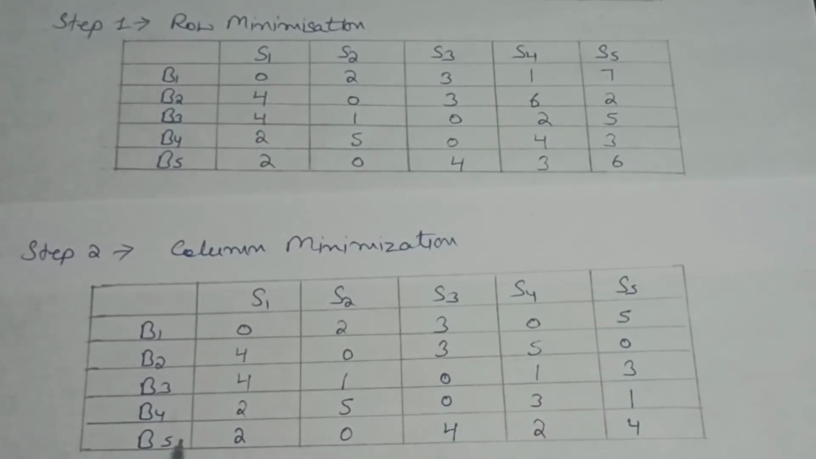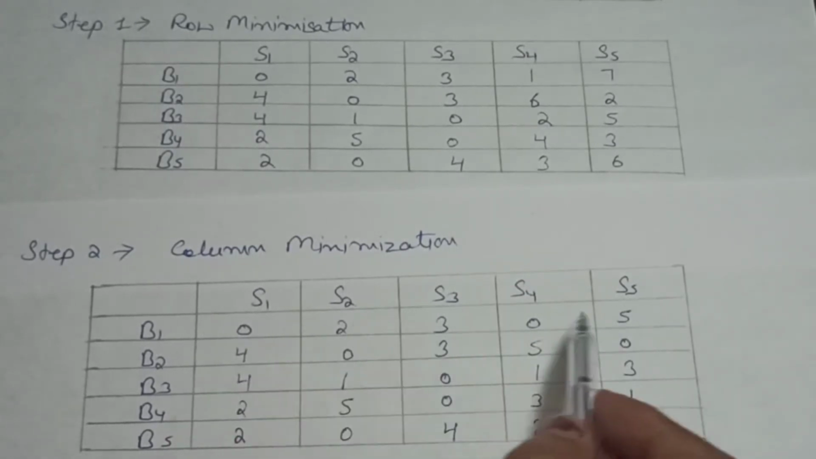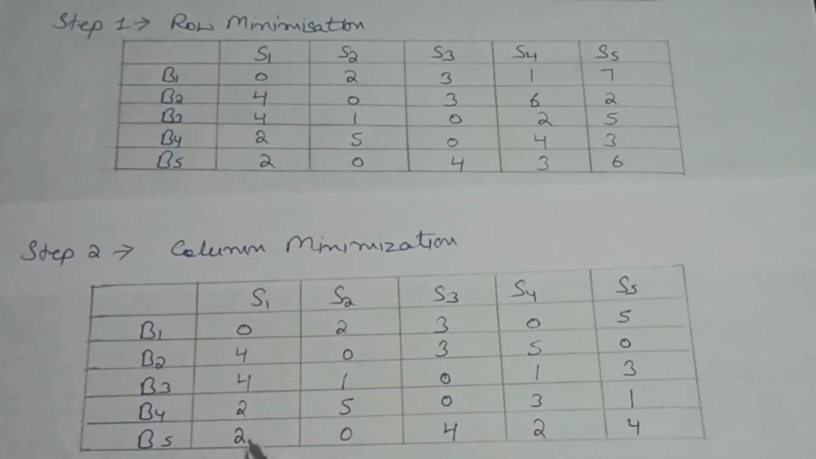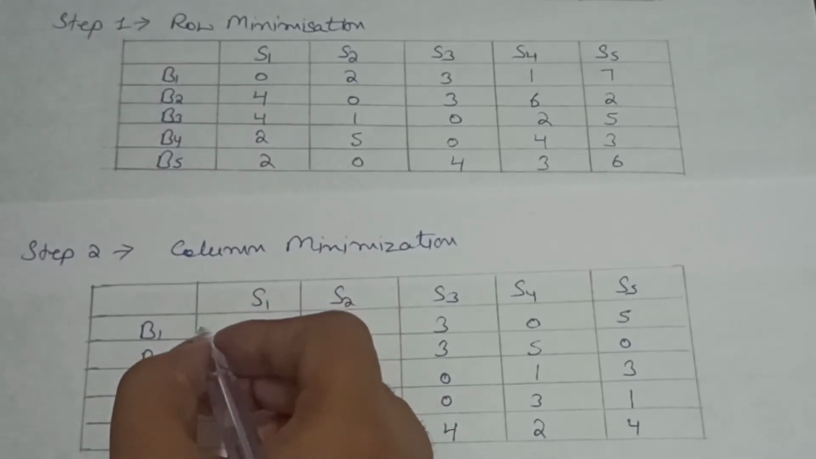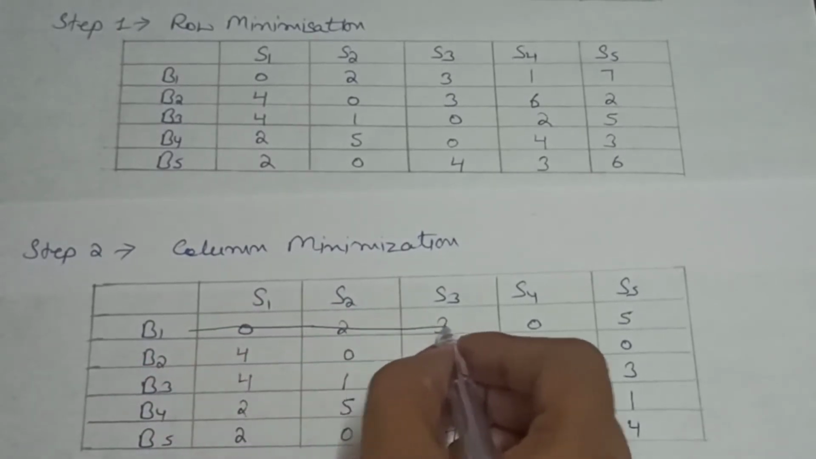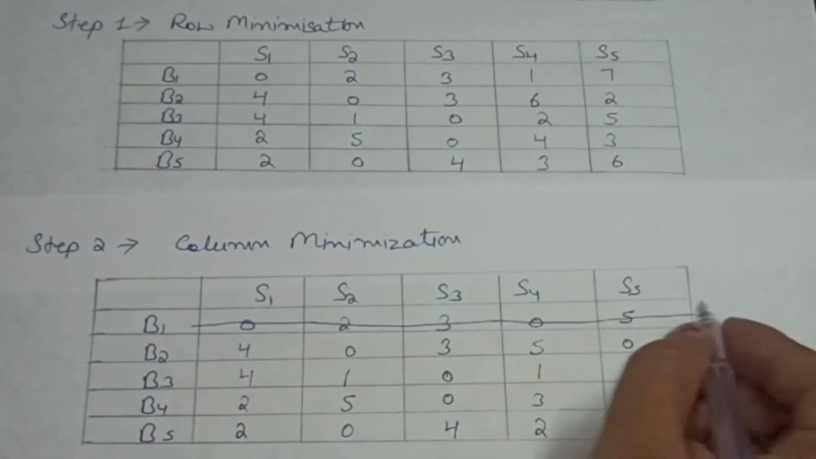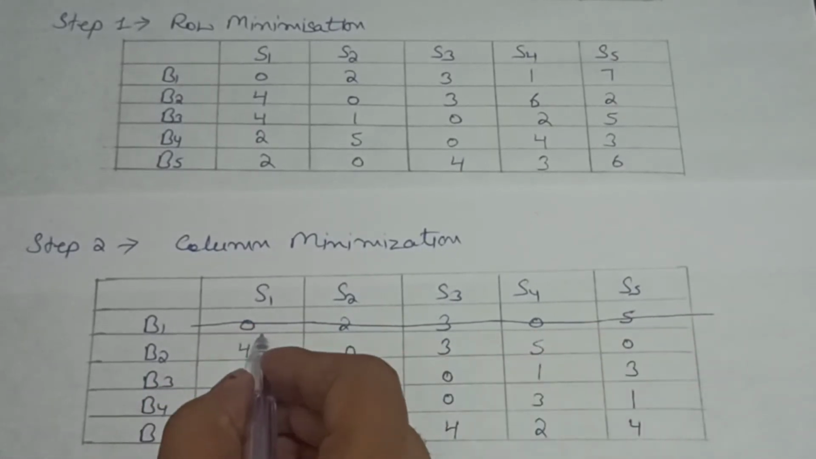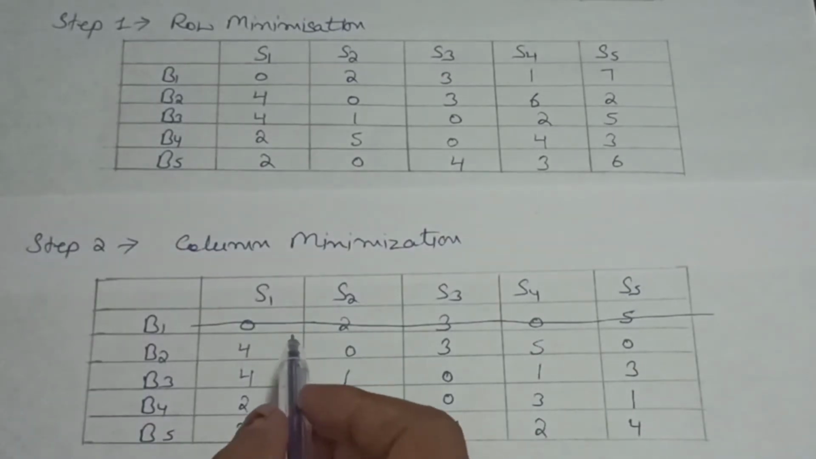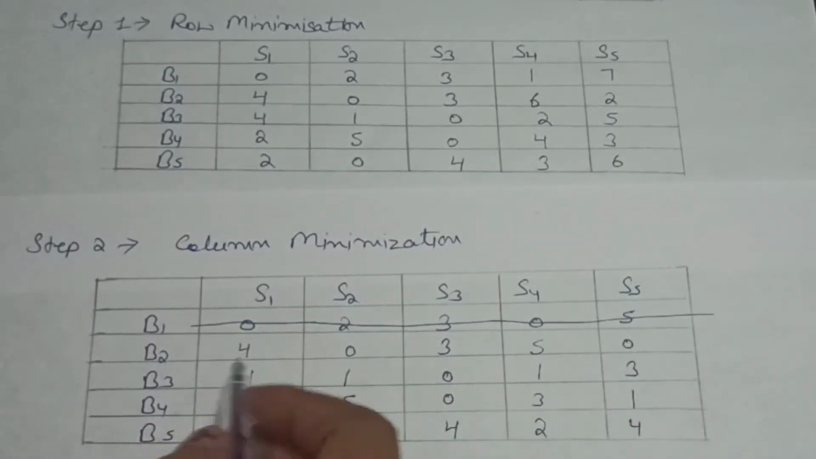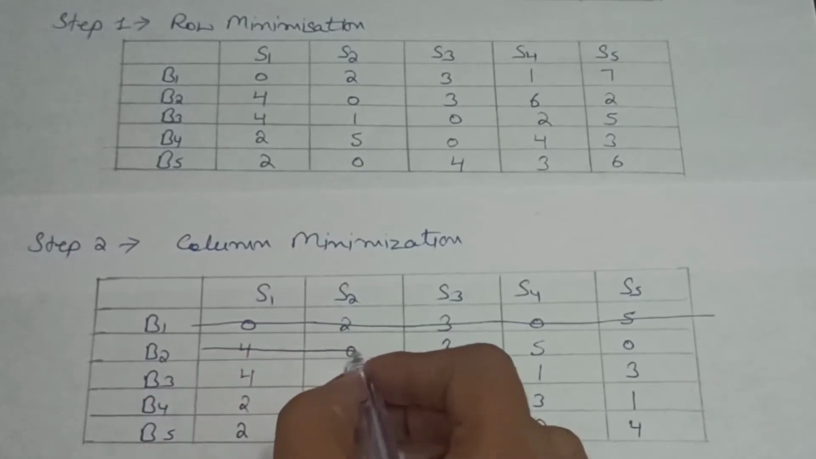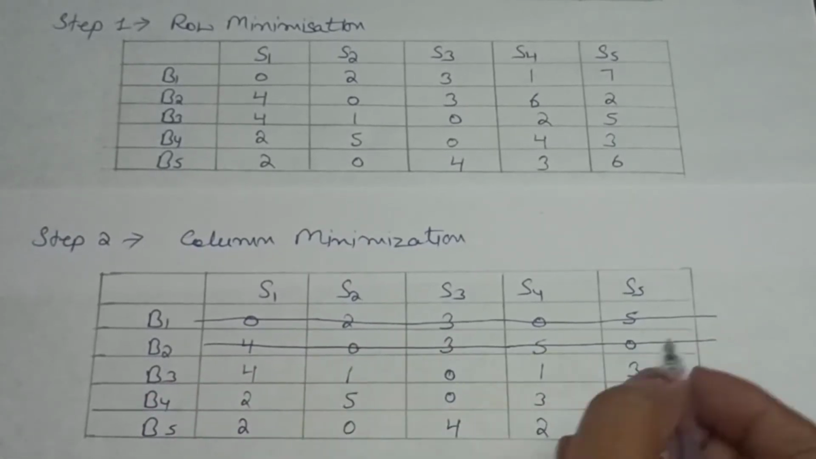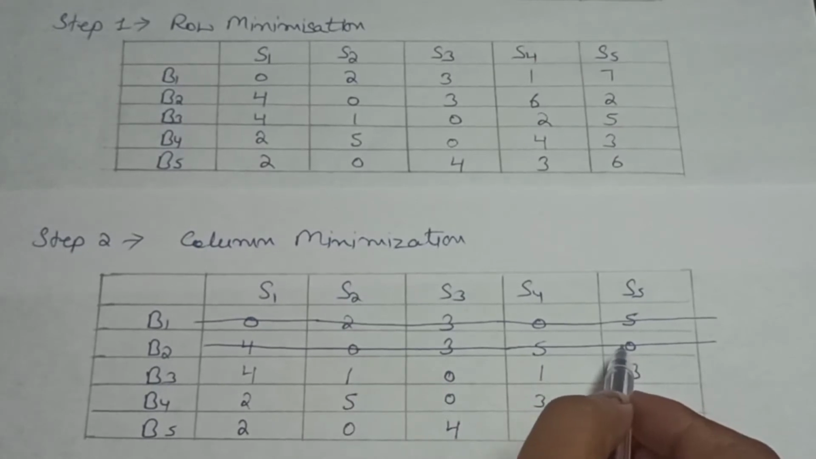Now we have to draw lines so that we can cover these zeros. So students, you can see in the first row we have two 0s. And in the first column we have only one 0. So we can draw lines like this. If we draw this line, then we can cover two 0s, the first 0 and second 0. Now you can check the second row. Here we also have two 0s, so we will draw the line like this, covering the first 0 and second 0.